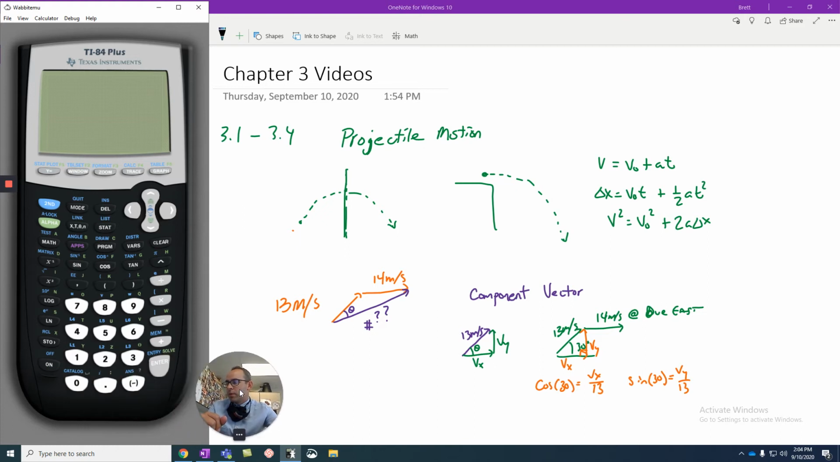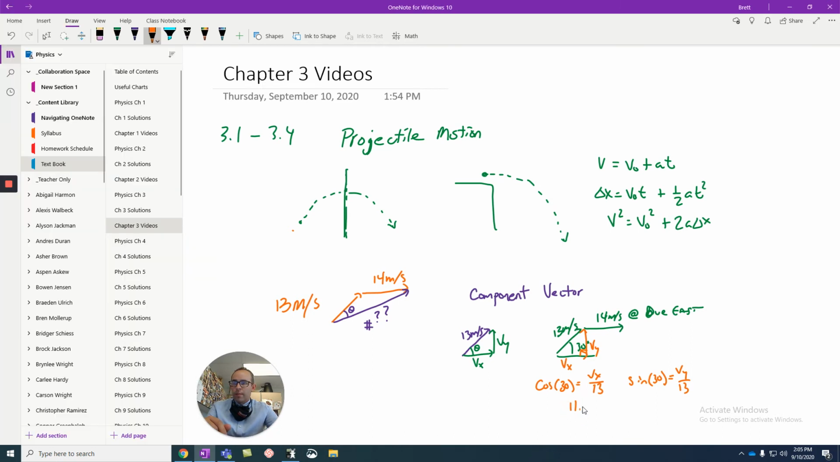Let me move this real quick. I better check my mode real quick. Yeah, I got to change my mode. I can figure out that 13 times the cosine of 30 is 11.26, and 13 times the sine of 30 is 6.5. So I got 11.26 and 6.5.